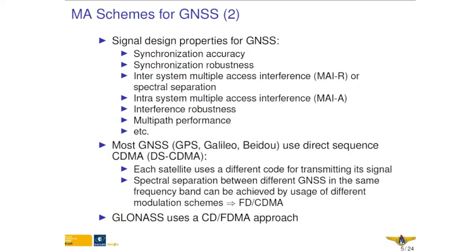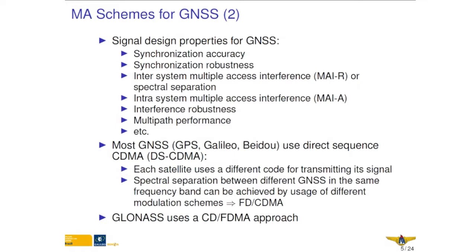In the beginning, GPS was alone in the current L-band frequency bands that are available for global navigation satellite systems. GLONASS, the Russian system, was well separated spectrally from GPS. So in the beginning, GNSS, we could say, was a noise-limited system only. And the intra-system multiple access interference was quite low because we had only a few satellites interfering with each other.